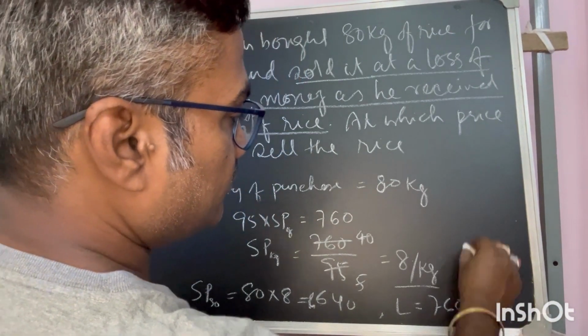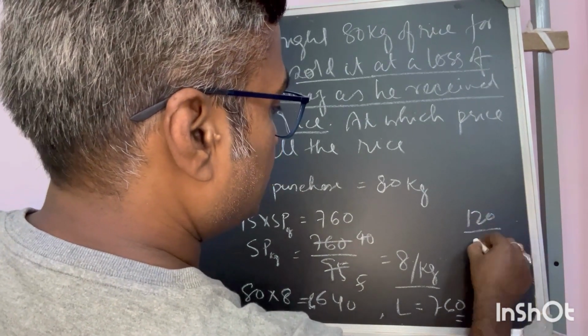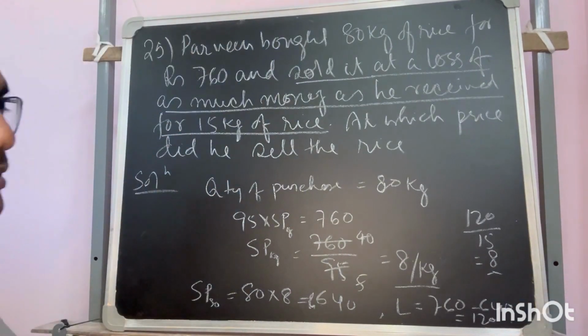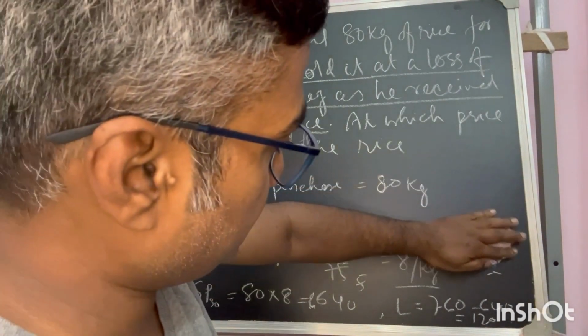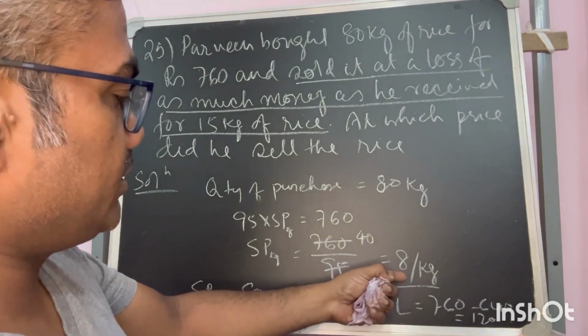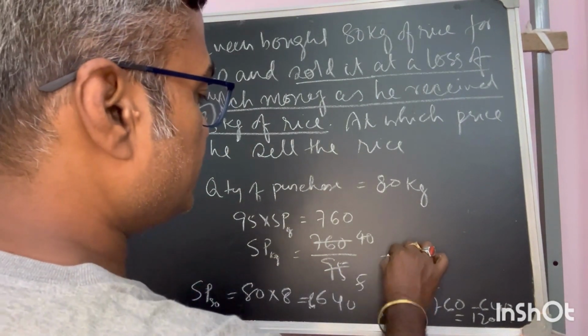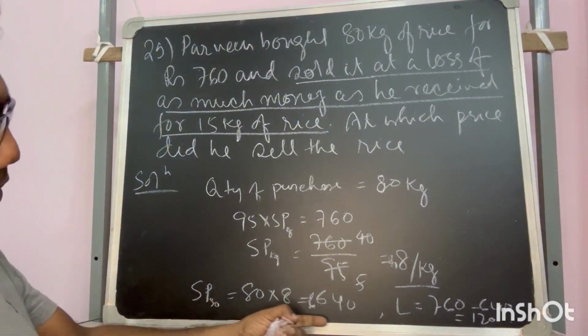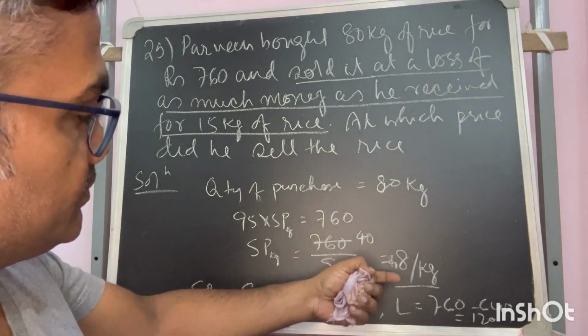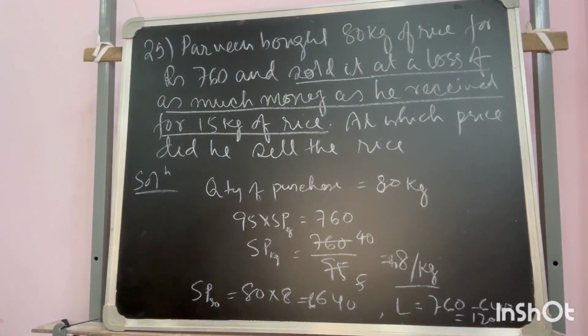Now see, if we divide that 120 by 15, it gives you 8 as the selling price. So that way it has also been matched. You can say 8 rupees per kg is the selling price, or the complete price, so this can be the answer. But if options are given, then you can answer accordingly.